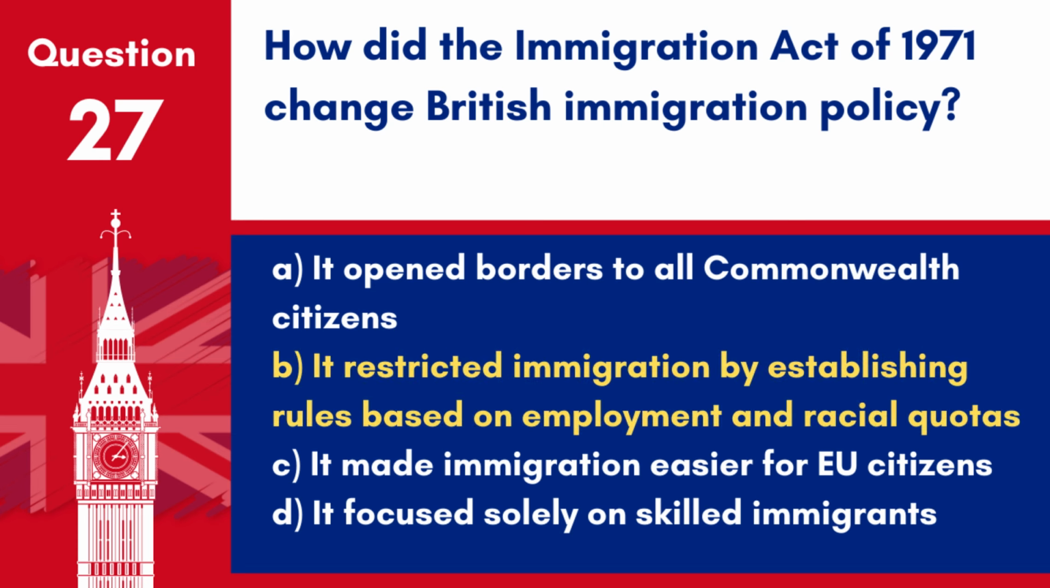Answer B. It restricted immigration by establishing rules based on employment and racial quotas. The Immigration Act of 1971 marked a significant shift in British immigration policy by imposing more stringent controls and establishing rules that effectively ended primary immigration from the Commonwealth.